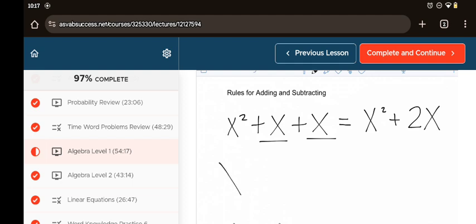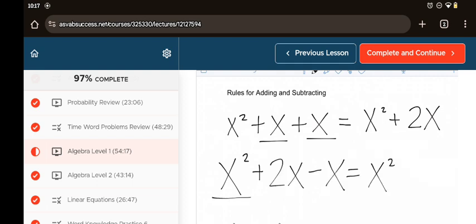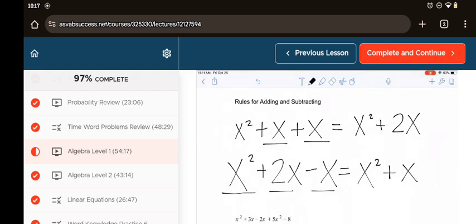Let's make it a little more complicated. And just to make sure, if we have x squared plus 2x minus x, I want to make sure that you understand that once again, there's no other x squared, so it stays the same. But this is 2 minus 1. This becomes plus x. Okay? So now that we understand that the rules are the same for adding and subtracting, let's go ahead and get into some practice.